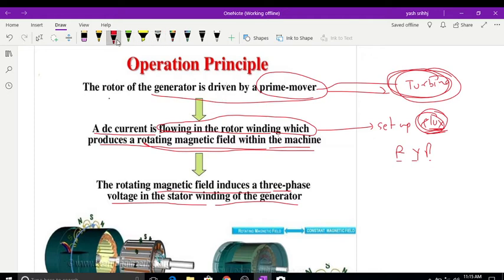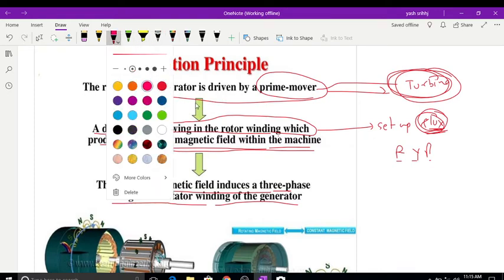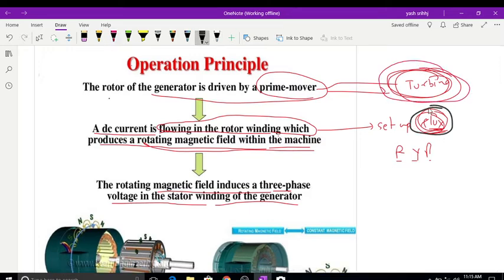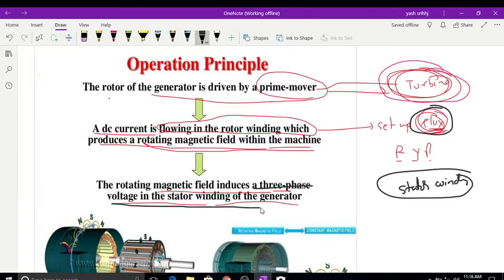So first of all, the rotor is having a rotor flux, which will cut the stator winding, because rotating flux cuts the stator winding. Stator is stationary, and it will produce the three phase voltages in the stator, and it also produces a rotating magnetic field.